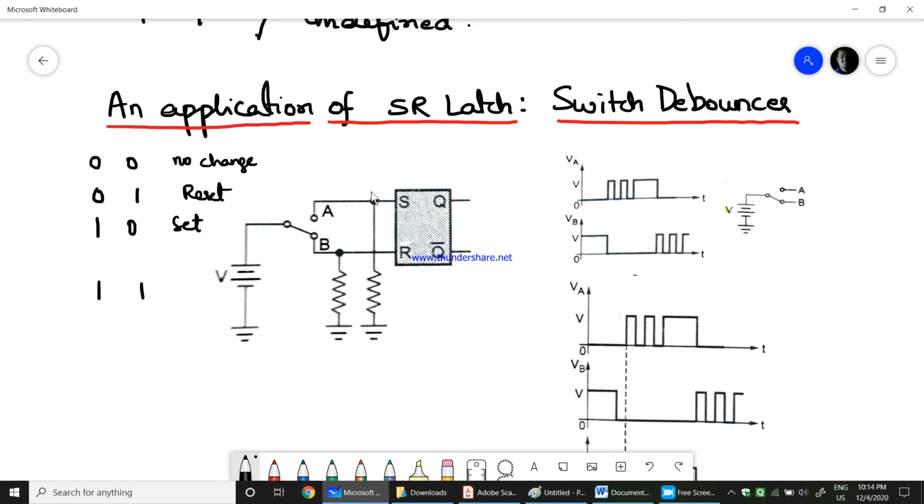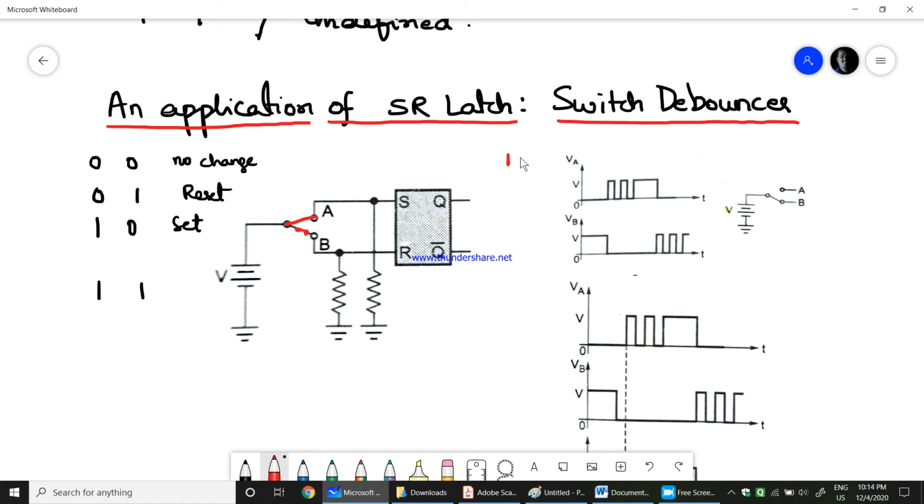Now think A is 1 and B is 0. It means that this switch, what you can see, will be connected to A and it will not be connected to B. So it means that this voltage source is directly connected to A, where it is set state. Therefore, the switch will now behave as 1.